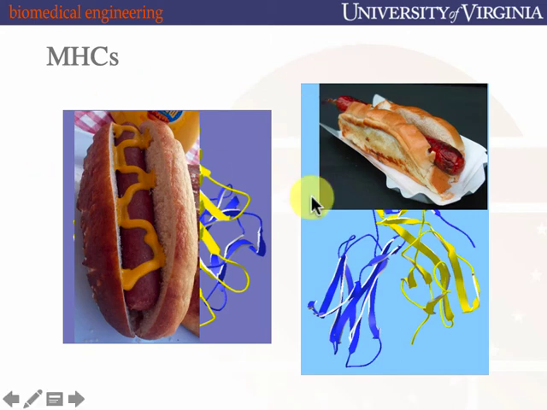Now, the key to remember is that all of your cells have MHC1, and only your professional antigen-presenting cells, or APCs, have this class. All right, go have a hot dog.